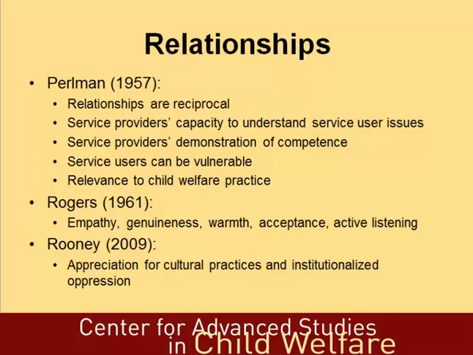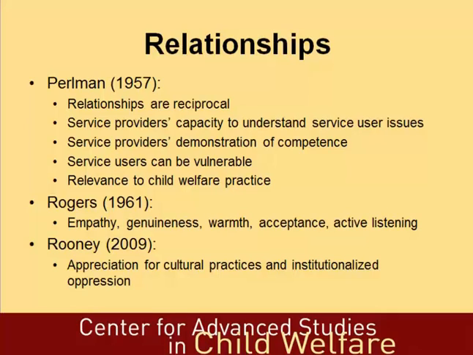Carl Rogers, a psychologist who worked alongside social workers in family service agencies, developed the concepts of empathy, genuineness, warmth, acceptance, and active listening. These qualities are the building blocks of helping relationships. Not surprisingly, Rogers' views on relationship are similar to those of Perlman. As Rogers acknowledged, his theory of relationships is based largely on what he learned through his association with social workers.